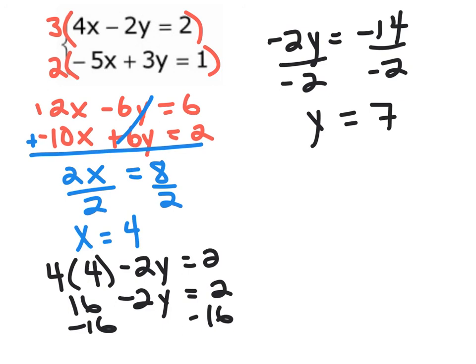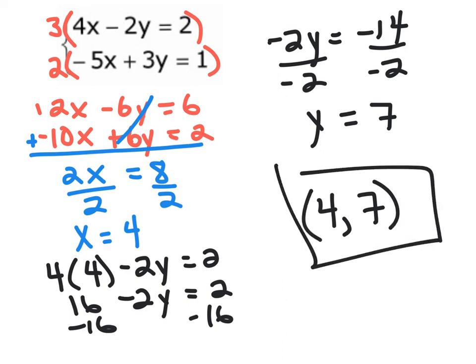Again, my final answer has to be an ordered pair. So x is 4, y is 7. I would double check to make sure they work in both of the originals, and they do. And that's our answer. So that's the toughest problem you could see using the elimination method.